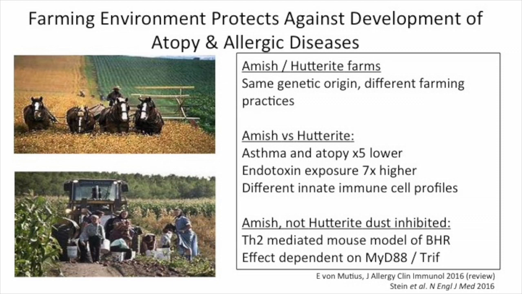They then took some of that dust from both the Amish and the Hutterite communities, extracted it, and used the traditional ovalbumin Th2 mouse model of asthma. They took these mice and squirted some of this dust up the noses of the mice. And what they found was that the dust from the Amish communities was very good at switching off the mouse model of asthma, whereas the dust from the Hutterite communities did not. So there's something microbial about the dust that abrogates or reduces the Th2 allergic response.